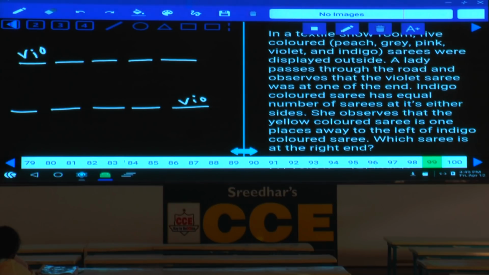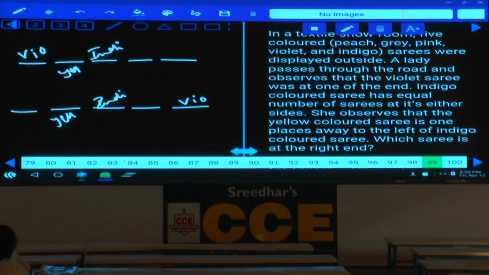Indigo colored saree has an equal number of sarees on either side. Hence indigo must be at the center. Then she observed that the yellow colored saree is one place away to the left of indigo. One place away means what is your answer here? Hence this must be yellow colored, one place away to the left of indigo. The word away doesn't have any significance at all, isn't it? Hence forget about the word away. Hence yellow must be here.